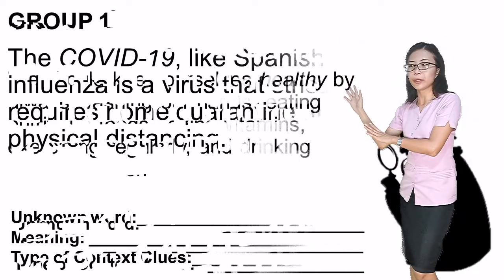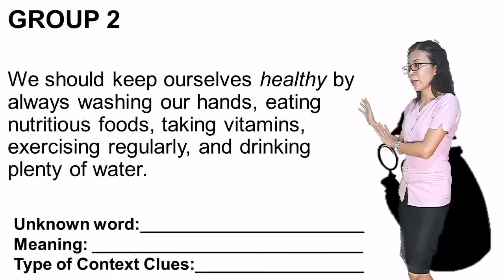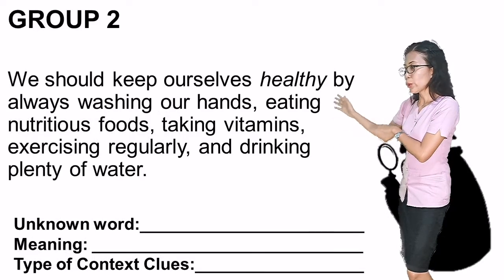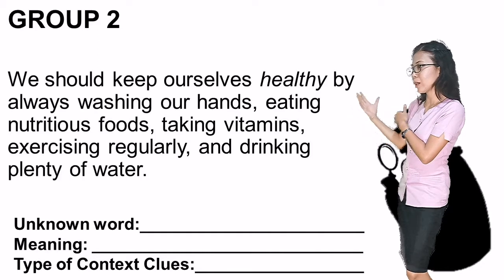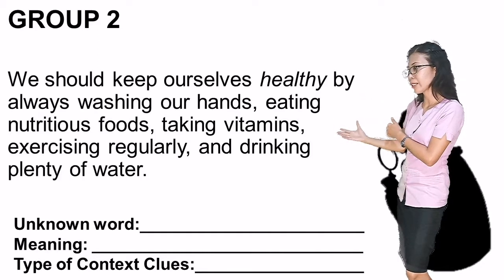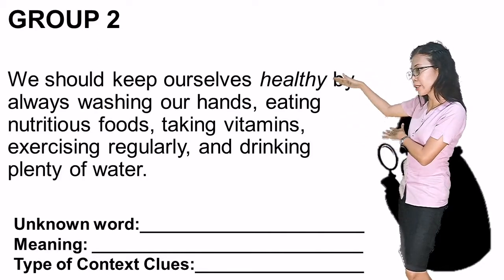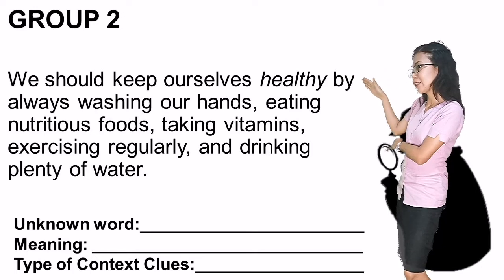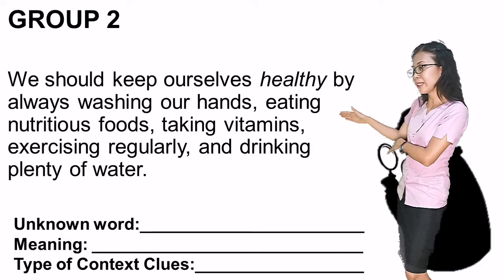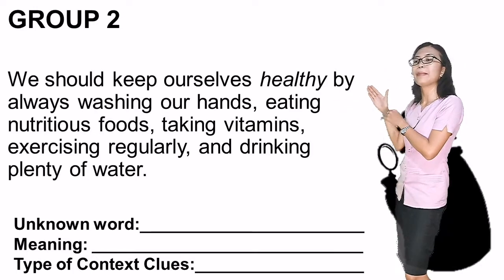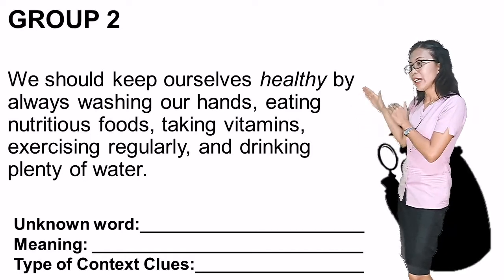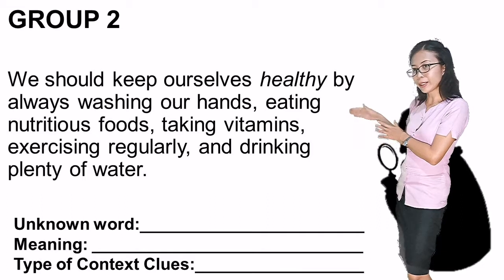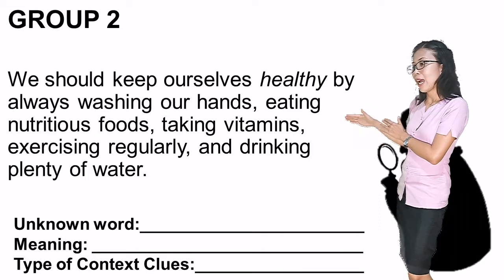For group 2, the sentence is this one. We should keep ourselves healthy by always washing our hands, eating nutritious food, taking vitamins, exercising regularly, and drinking plenty of water. So write the unknown word extracted from the sentence.